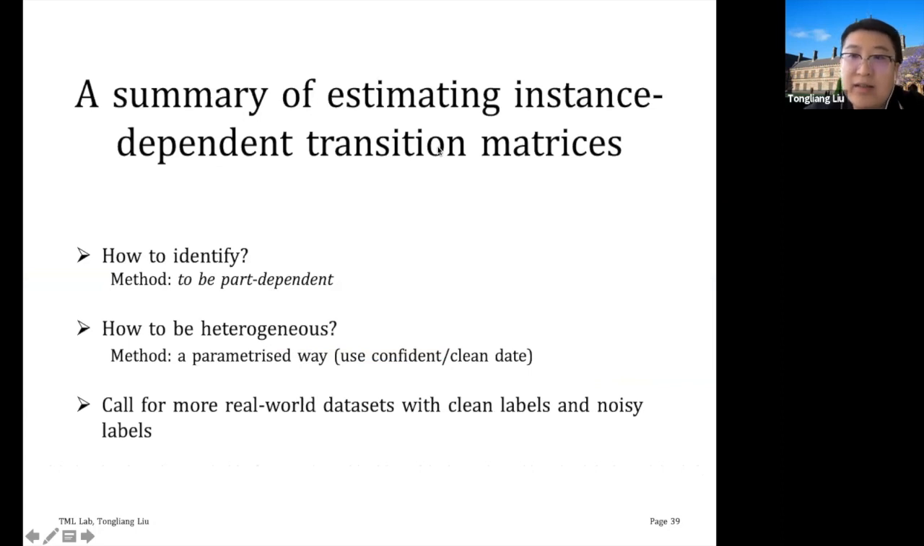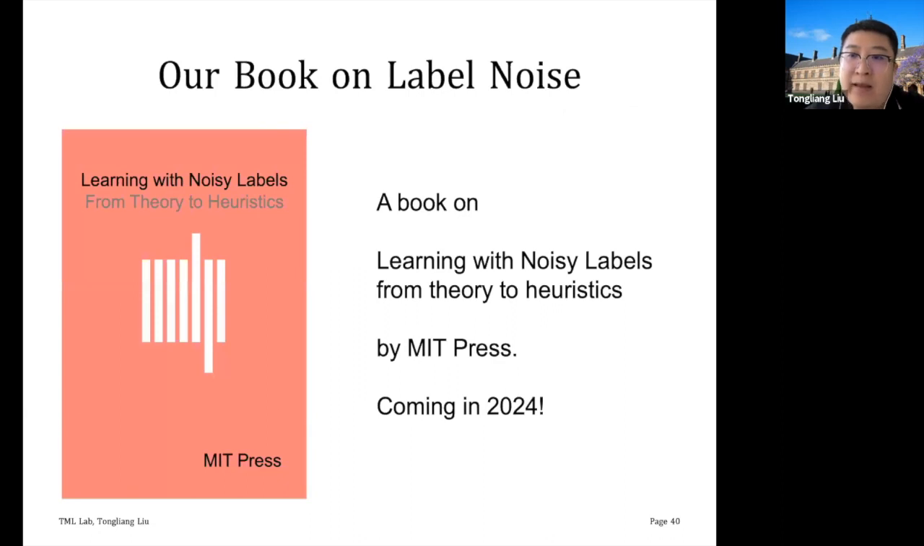So we quickly make a summary here. To learn instance-dependent transition matrices, firstly, we introduced the path-dependent transition matrices. We assume that the label noise depends on different paths. Then we use a parameterized way to learn the matrix values, the transition matrix. And lastly, we call for some real-world data sets with both clean labels and noisy labels.